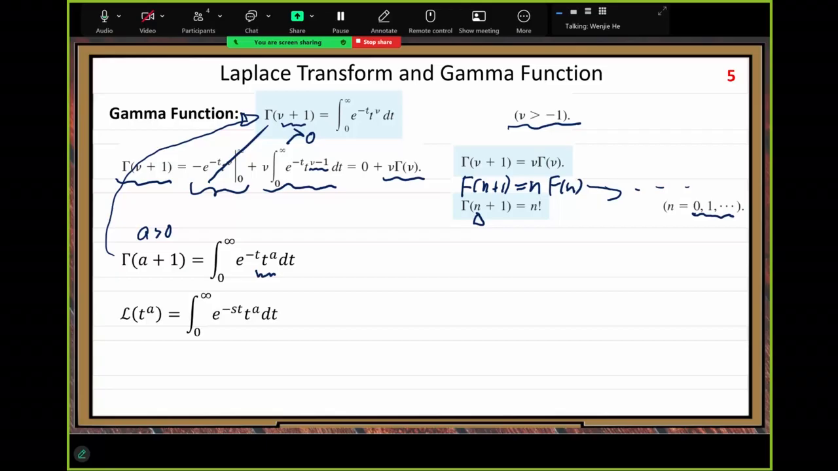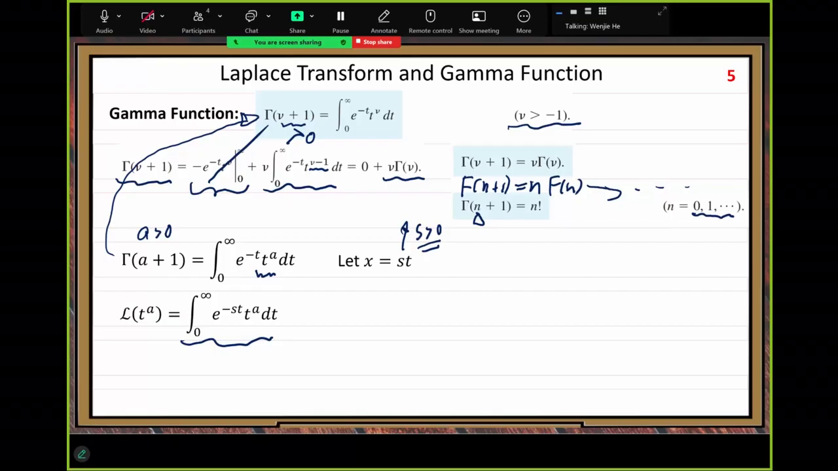Then we plug in the definition of the Laplace transform. When you see this expression, the next step is important. We introduce a new variable x to represent the product of s and t. Here, s is positive, right? We require s positive.